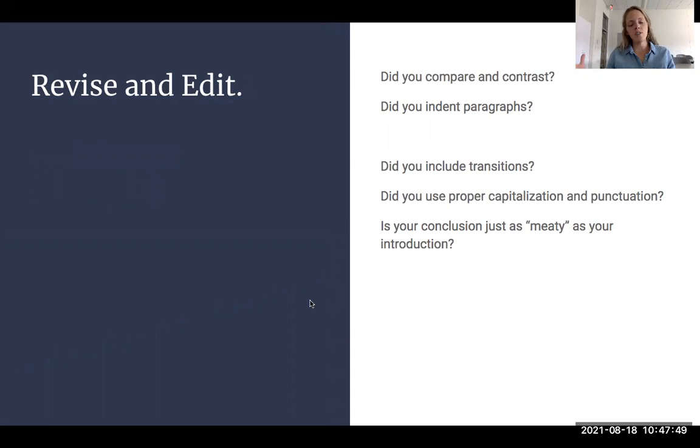Okay, and then lastly, of course, you revise and edit. So big picture, did you compare and contrast? Did you talk about similarities and differences? If it was just one or the other, then you're going to want to add more in. Did you indent the paragraphs? Did you include transitions, right? All of those things are important when you're revising and editing.